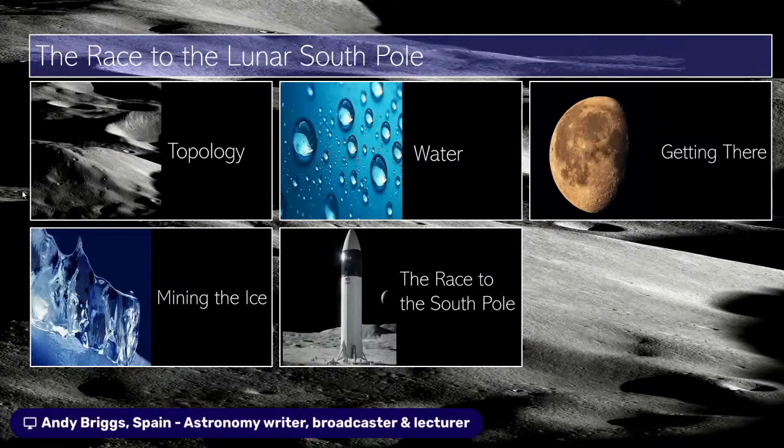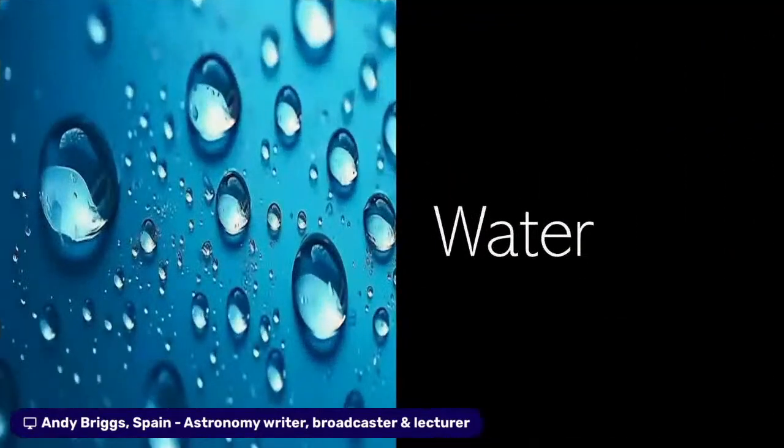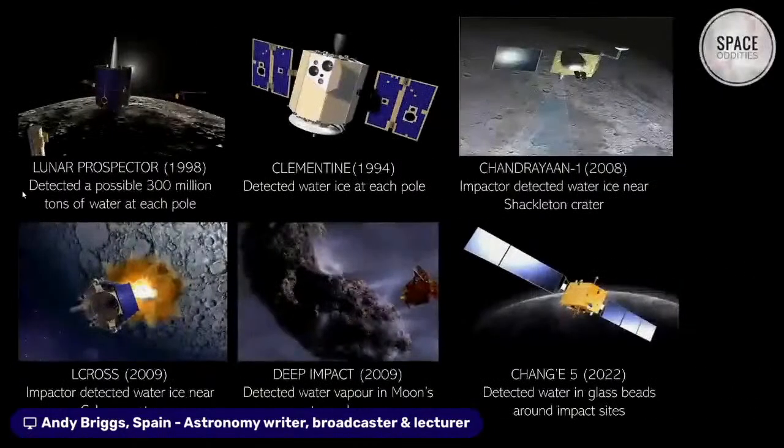And this brings us to the topic of, believe it or not, water, because a lot of water has been discovered, not just at the south pole, but at the north pole of the moon as well. Now, these are just some of the spacecraft that have detected it. Lunar Prospector, I think, was the first in 1998, and it detected a possible 300 million tons of water at each pole, so 600 million in total.